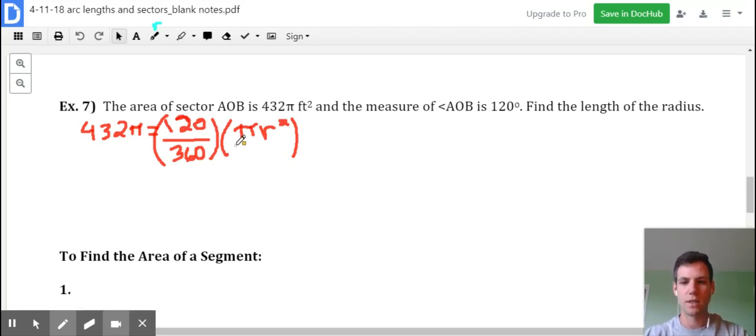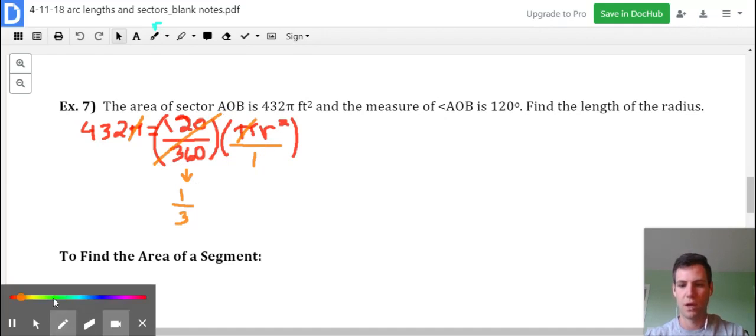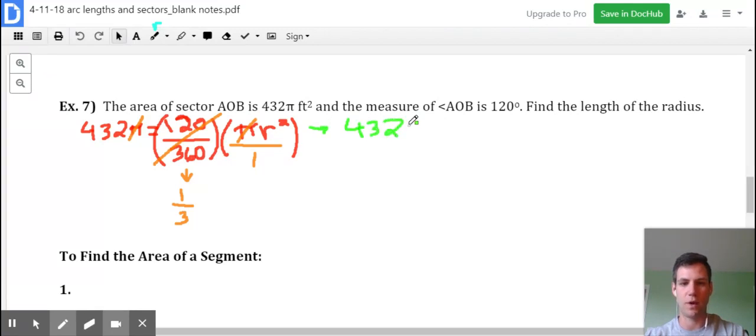Now that we have that set up, we want to try to simplify what we have so far. Since we have a fraction over here in the end with just a pi in it and we have a pi on the left side, we can divide out both of those pi symbols and they become ones. And then we can also take this fraction and reduce it to its simplest terms into 1/3 and get rid of that complicated fraction. We want to then rewrite what we have so far, and that means we would have 432 left over on the left side of the equation, and we would have 1/3 r squared on the right side.